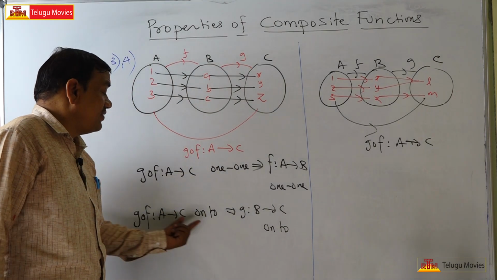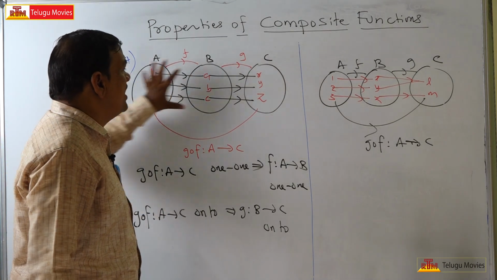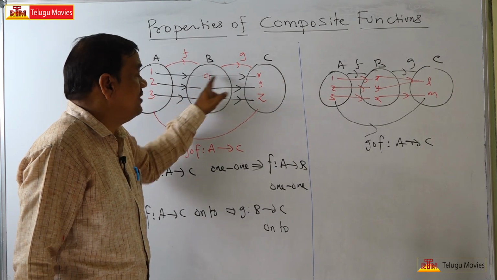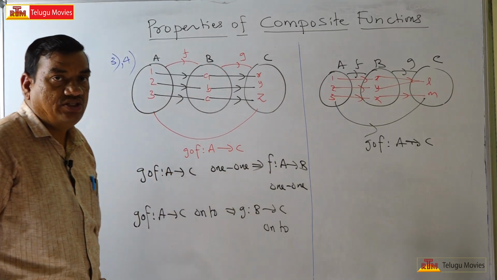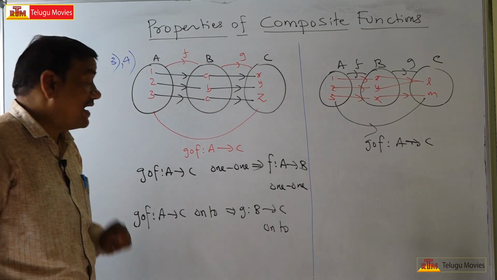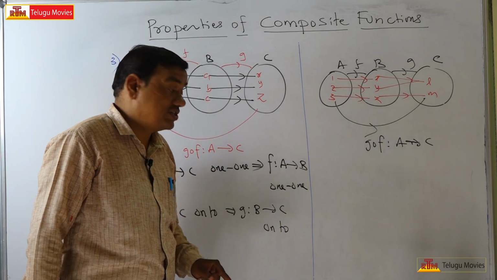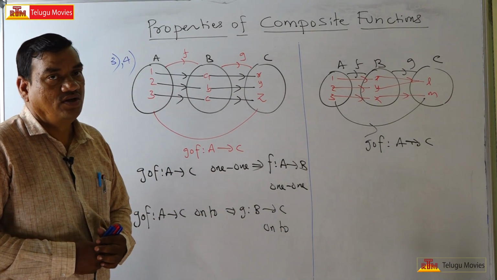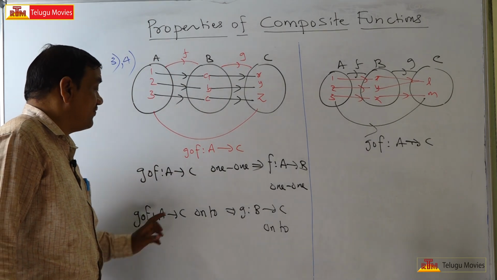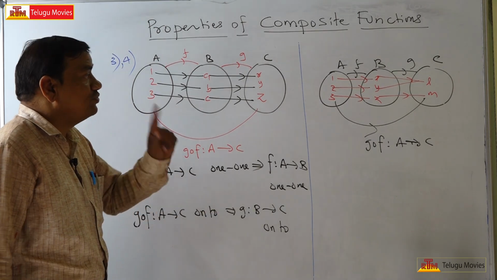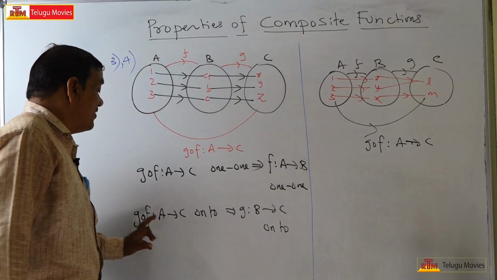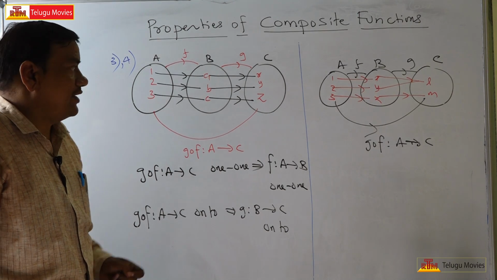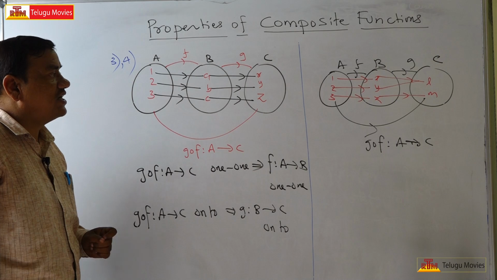Second one. If G circle F from A to C is an onto function, then G from B to C must be an onto function. But there is no need that if G from B to C is an onto function, G circle F from A to C is an onto function. G circle F from A to C may or may not be an onto function. Understand this? Right. So I hope that you understand this concept.